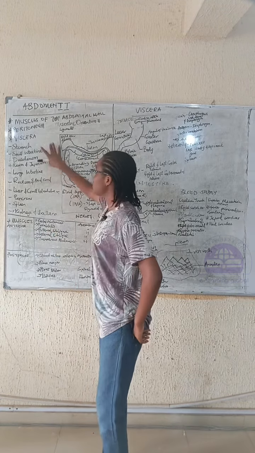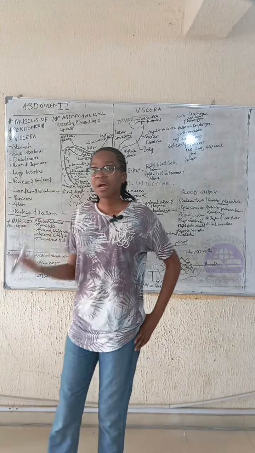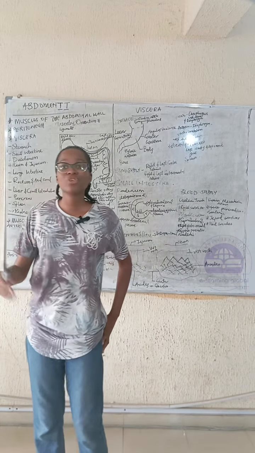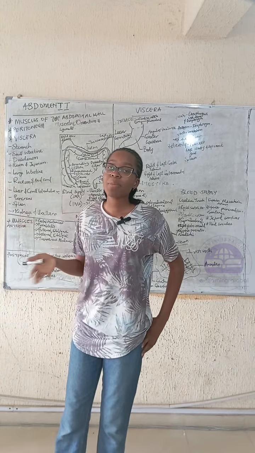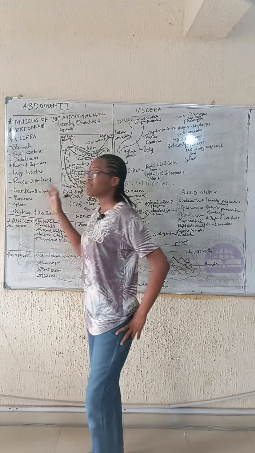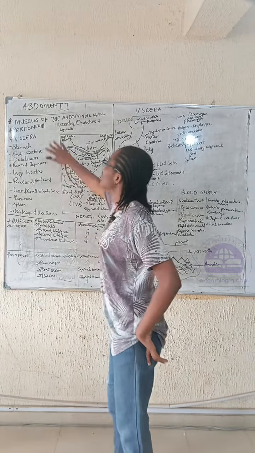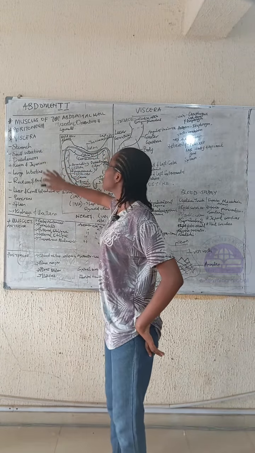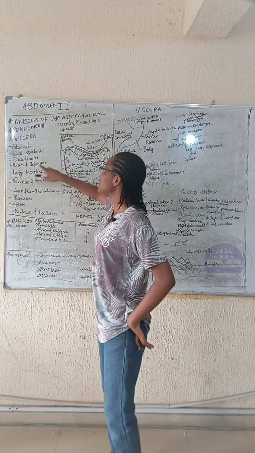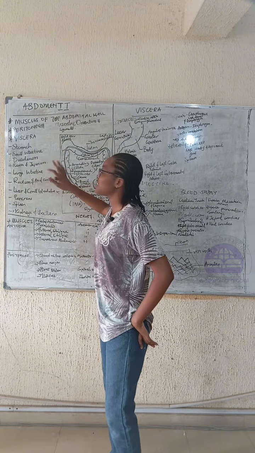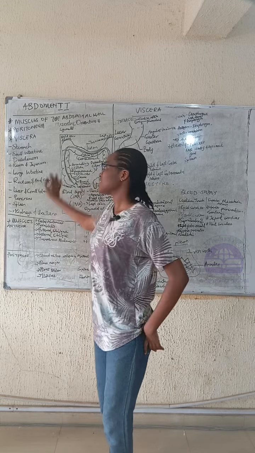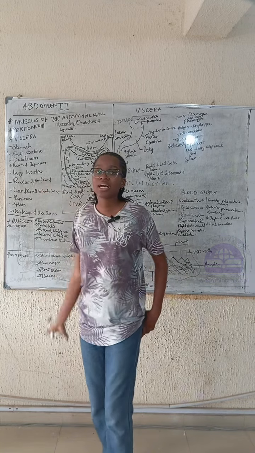So we're going to talk about this viscera based on number one, the primary gastrointestinal organs, or our primary digestive organs, the primary organs that form the gastrointestinal tract, which are our stomach, small intestine, and of course under our small intestine we have our duodenum, ileum, and jejunum, and then there's our large intestine, rectum, and our anal canal.